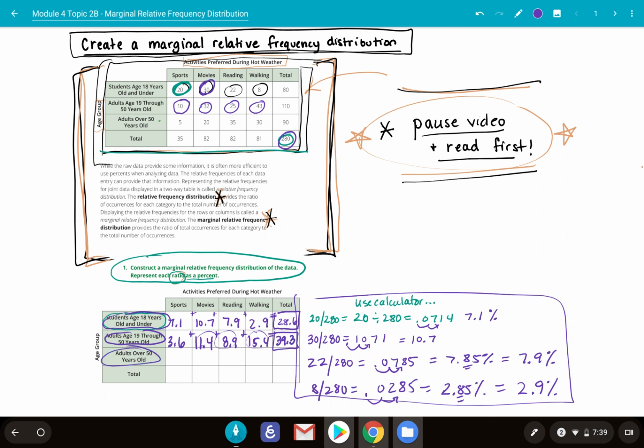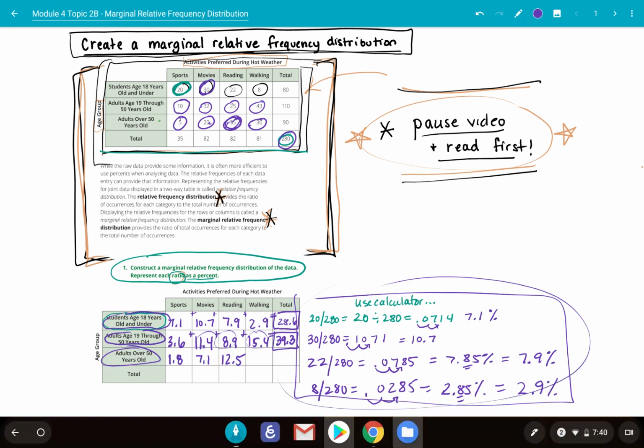And then finally, let's do our adults over 50. So I'm going to be using 5, 20, 35, and 30. 5 out of 280 is 1.8%. And then I do 20 out of 280. That's 7.1%. And I'm just following this process here. I'm just using these values out of 280 instead because I'm working on adults 50 and over. So for reading, that's 35 out of 280. That's 12.5%.